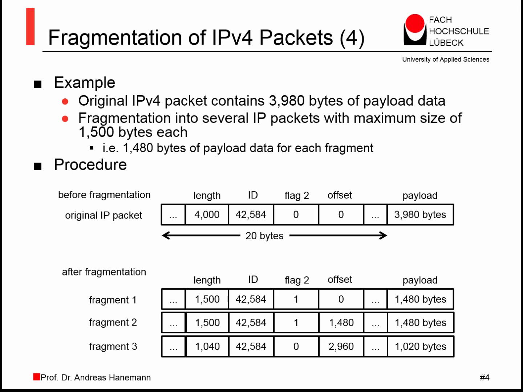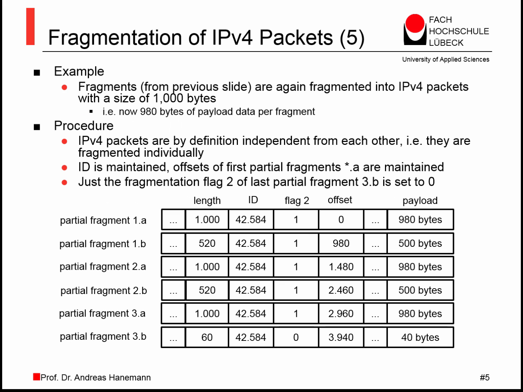To recognize later that the fragments belong together, an additional IP header field is needed, which has not been mentioned before. The identification field has the same value for all fragments, but has different values for other IP packets. In addition, you can observe the use of the more fragments flag, which is called flag 2 here, and the fragment offset. The example is continued on the following slide.